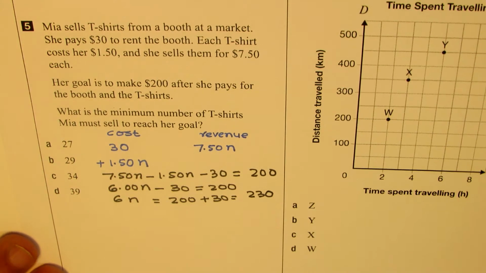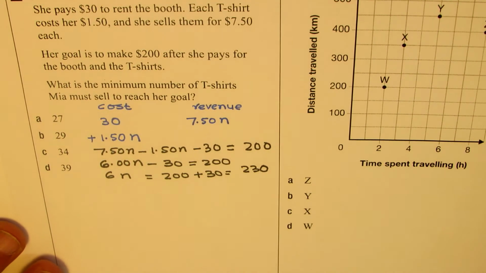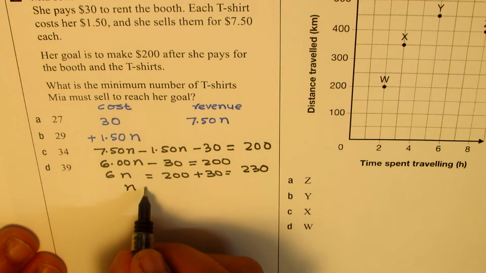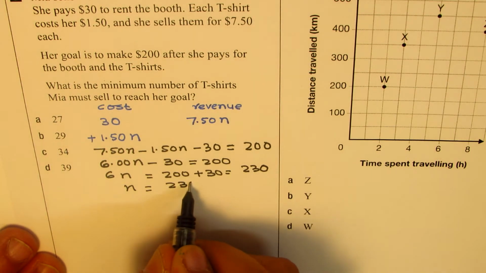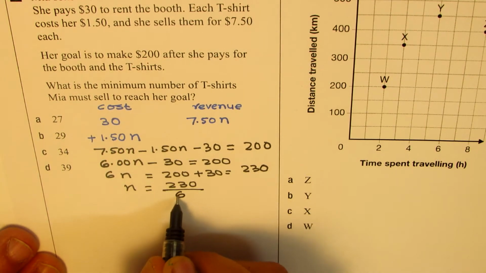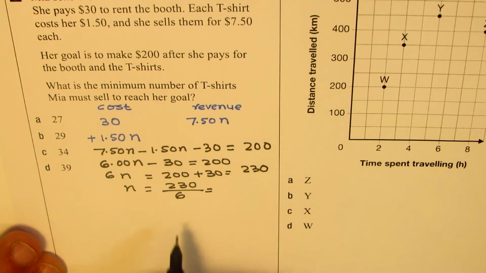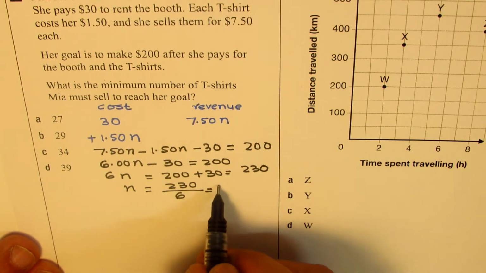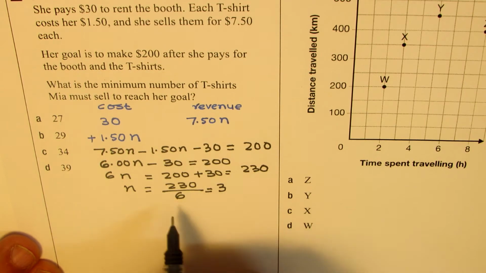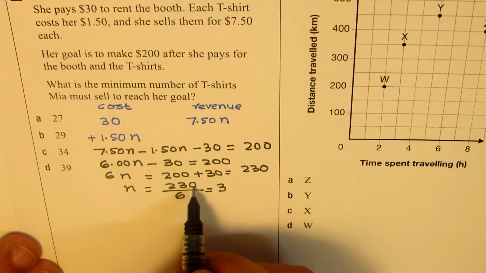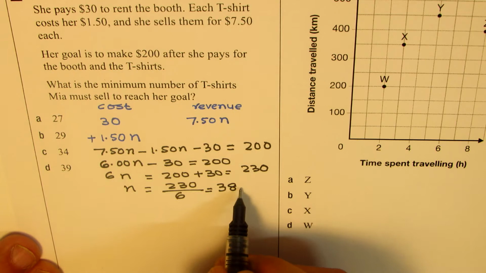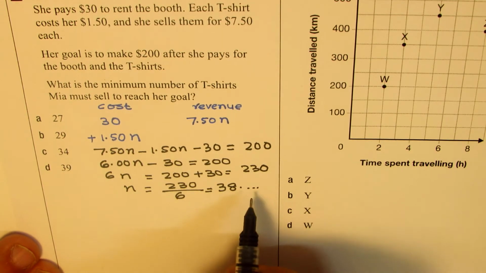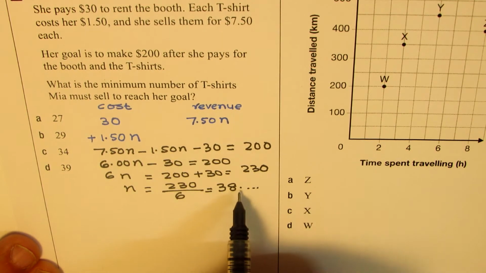So what is N now equal to? N will be equal to 230 divided by 6. Okay? 6 times 4 is 24, so less than that. 6 times 3 is 18. And 6 times 8 is 48 point something, right? That means she has to sell more than that, right?